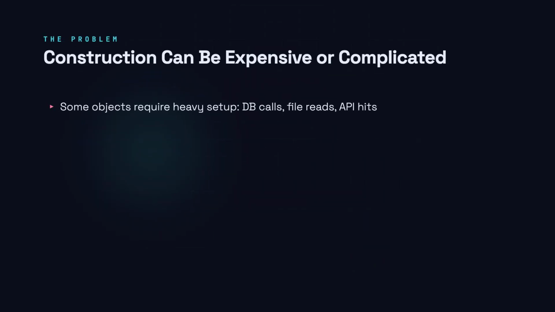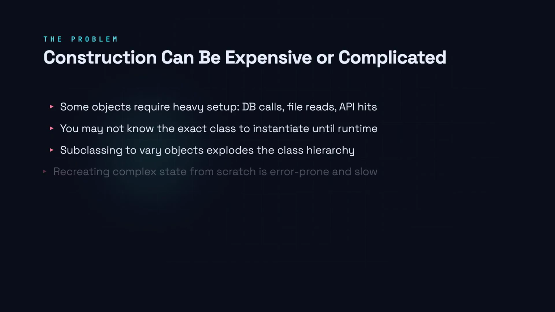Imagine you have an object that took significant work to build. It loaded configuration from a database, parsed a large file, or ran through an expensive initialization sequence. Now you need a second object that is almost identical to the first, with just one field changed. Reconstructing it from scratch wastes all that effort, and if you do not know the concrete type at compile time, calling a constructor directly is not even possible. That is the pain this pattern addresses.